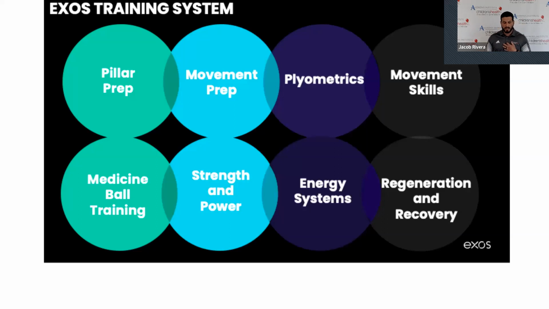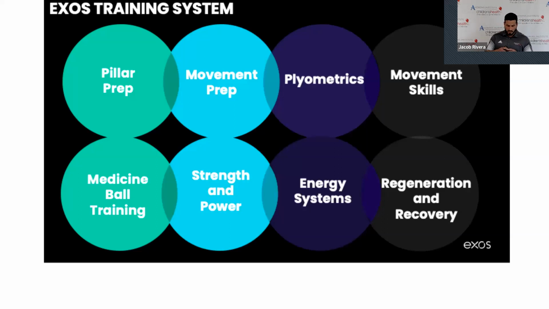So this is our Exos training system, and you'll see we move through these different areas: pillar prep, movement prep, plyometrics, movement skills, strength and power, conditioning, regeneration, and recovery. These are the components that we've identified as really important when it comes to training athletes, and especially when it comes to improving an athlete's capacity to resist injury.